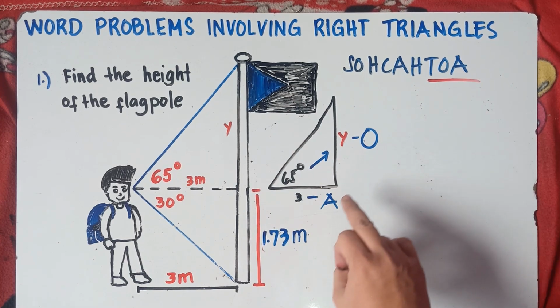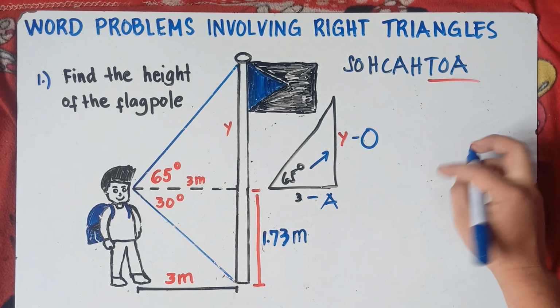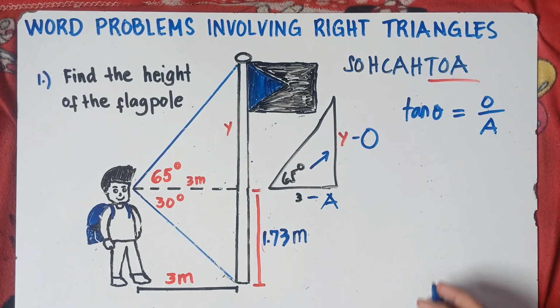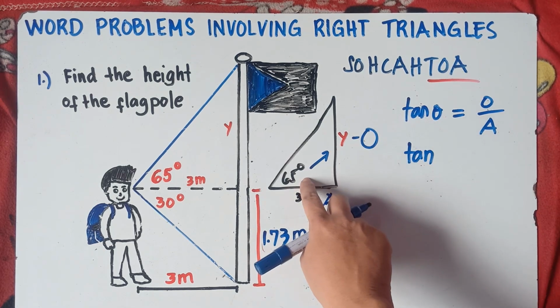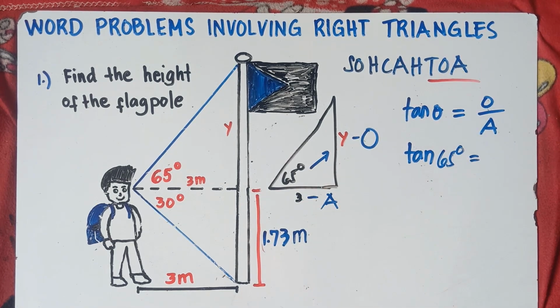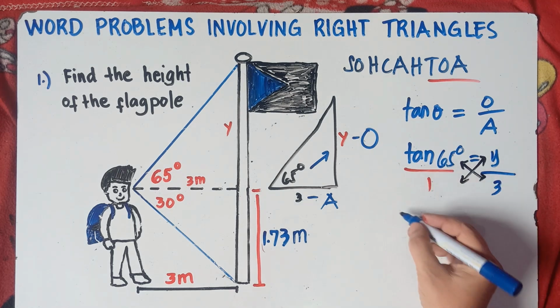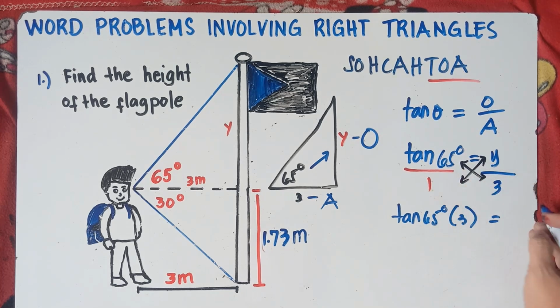So we have opposite and then adjacent. So once again, opposite adjacent, we'll be using tangent. So this will be tangent theta equals opposite over adjacent. So we have tangent, then once again, theta, it means the reference angle, that is 65 degrees, equals opposite is y, over adjacent is 3. Then cross multiply. So understood that there's one here, we do cross multiplication. Alright, so this will be tangent 65 degrees times 3 equals y times 1, that is y.